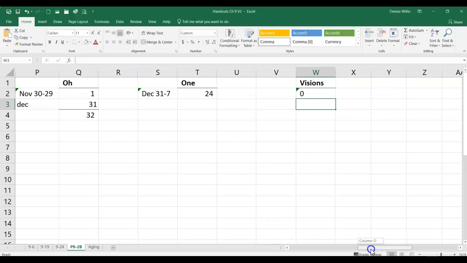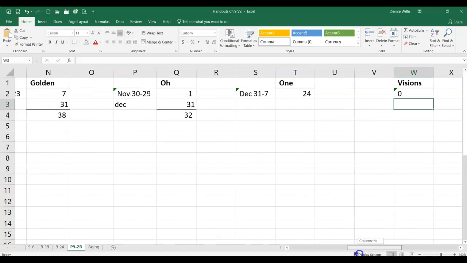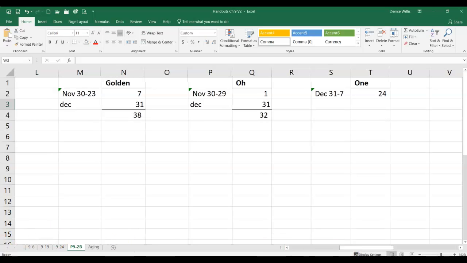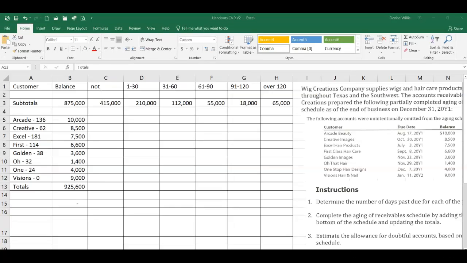So now we know how many days past due each of those are. And I'm going to stop the recording just for a second to put those numbers all on the next page so we don't have to keep flipping back and forth, and I'll be right back. Okay, I've transferred all the numbers over. I just put them next to the name right near here. So Arcade is 136 days past due, Creative 62, etc.